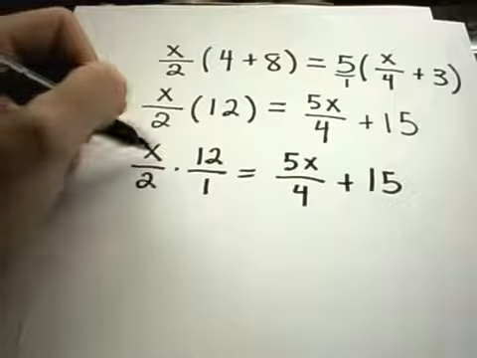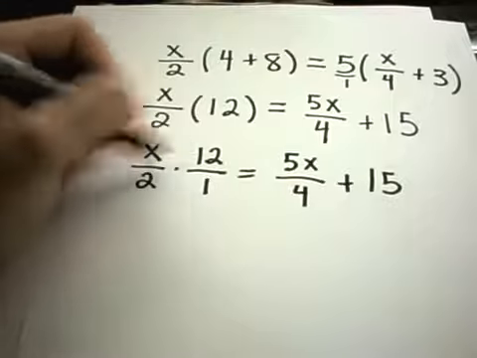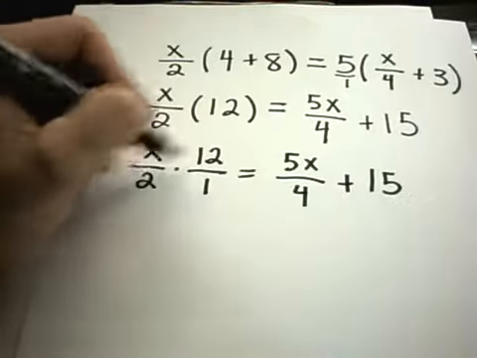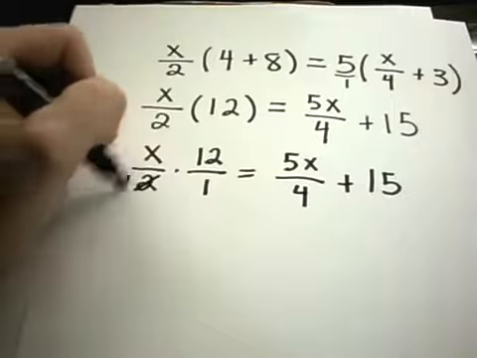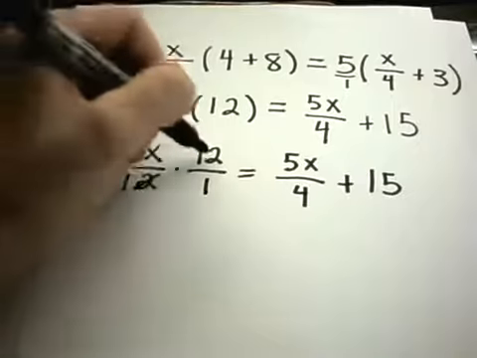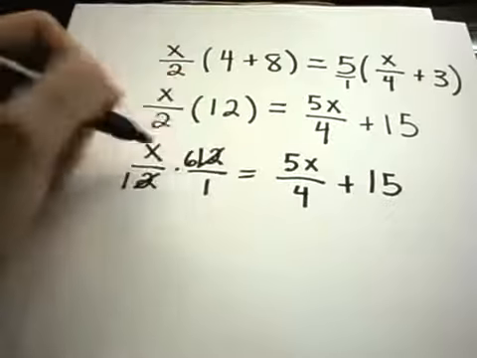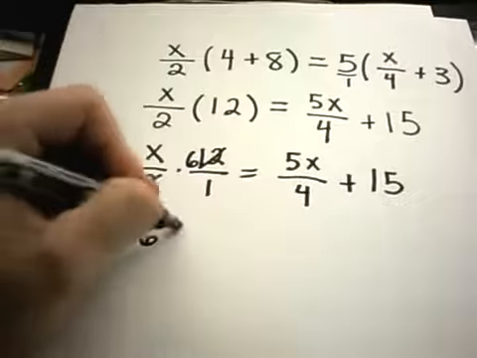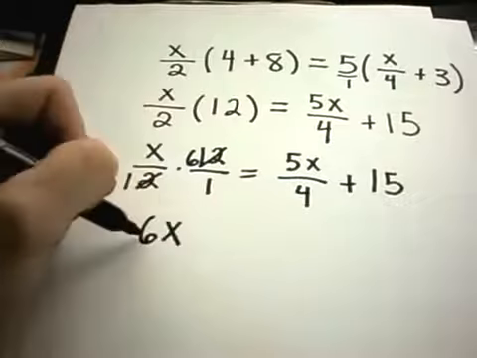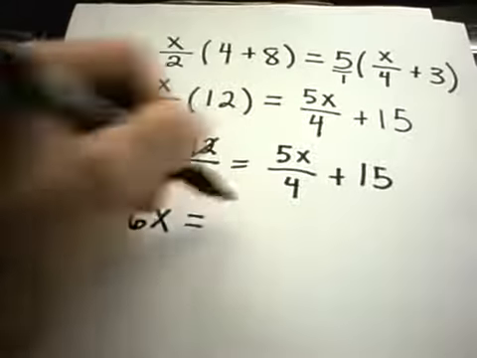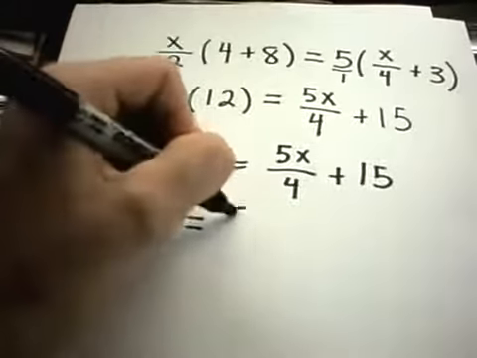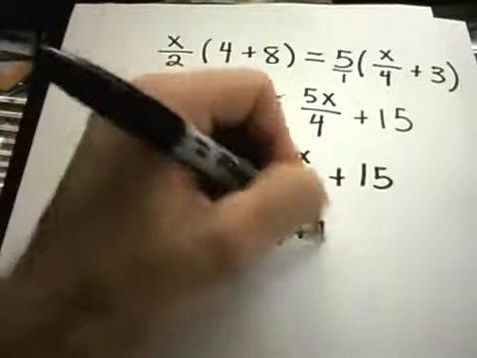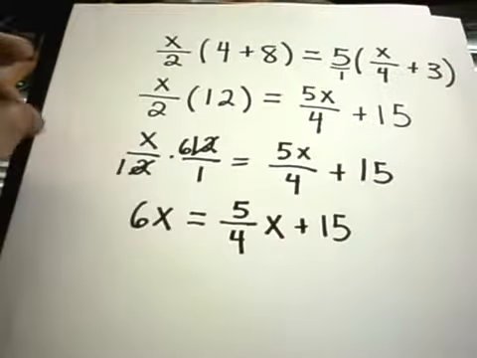And when you multiply straight across, you'll get 12x divided by 2. But remember, you can cancel here. 2 will go into 12. 2 will go into 2 one time. 2 will go into 12 6 times. So if I multiply in the numerator, I'll get 6x divided by 1. But anything divided by 1 is just itself. And I could even write this as 5/4 x plus 15.